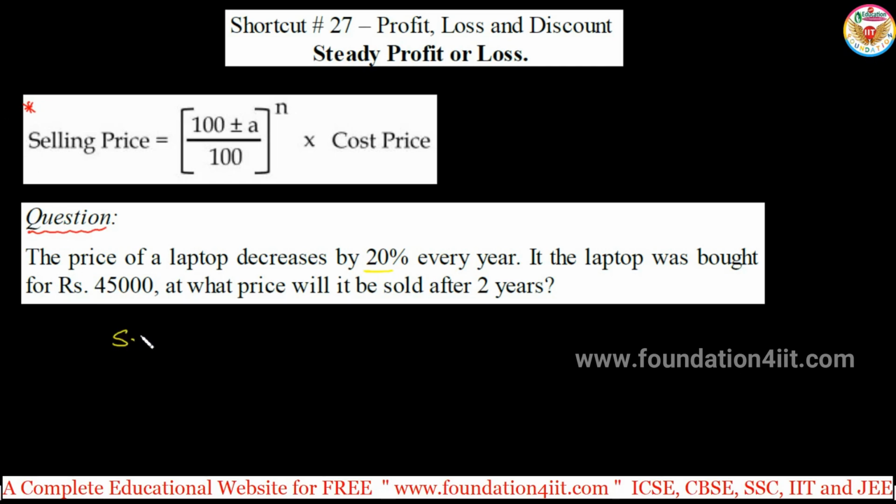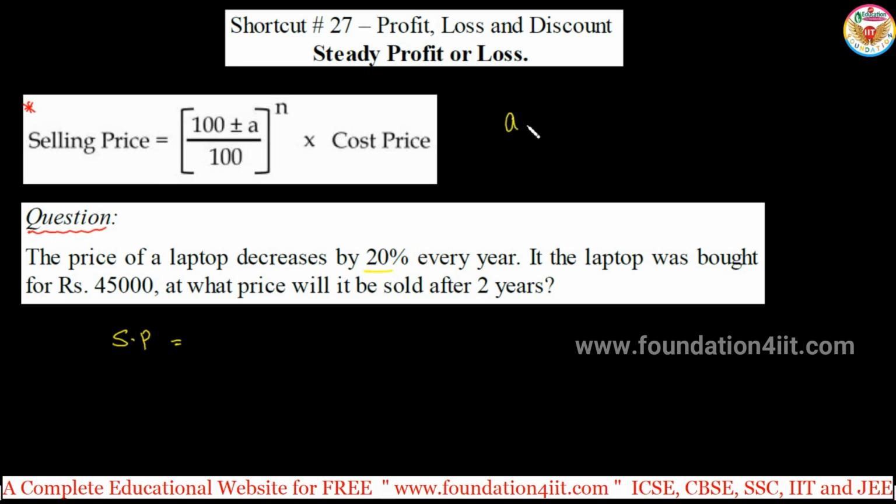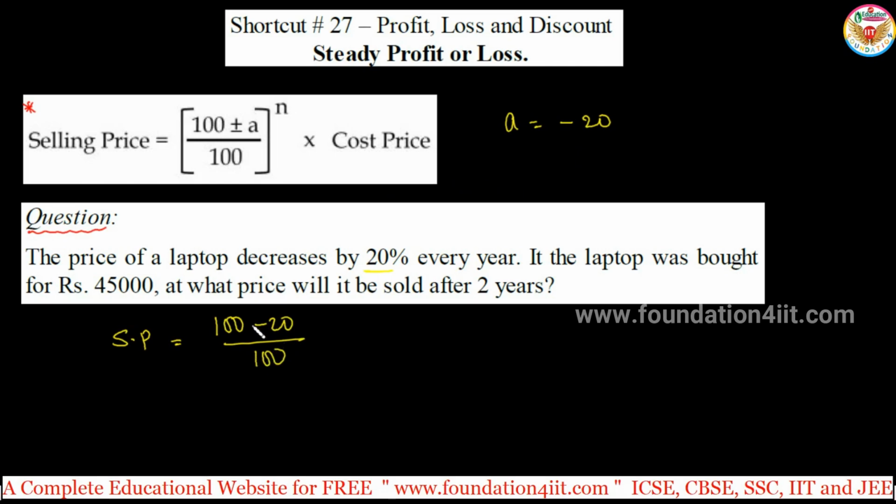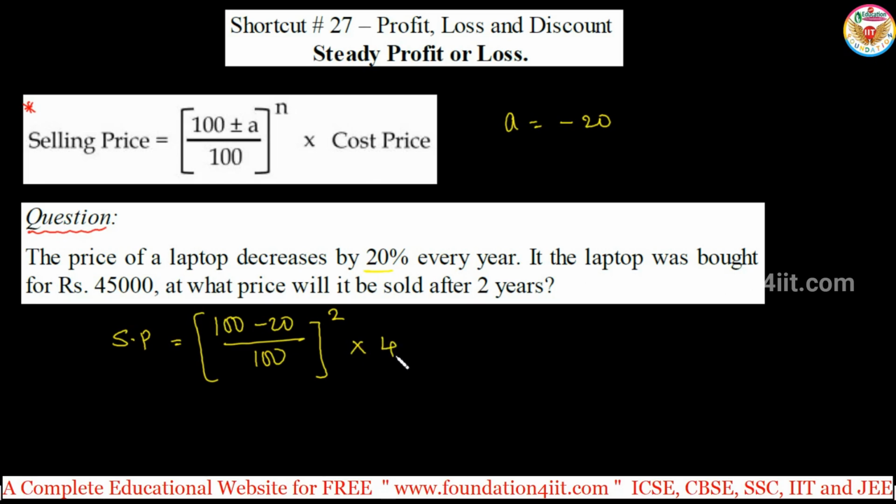Okay, so selling price is equal to, because of loss, a is equal to minus 20%. Because of a loss, we keep the minus symbol. So (100 minus 20) by 100, as per the formula. Here it is a steady profit or loss, meaning the same 20% every year. So after 2 years, to the power 2, into cost price, which is 45,000.